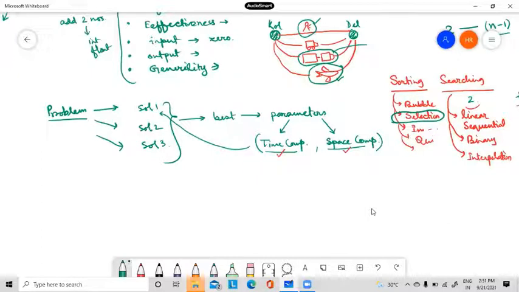Suppose you have given one solution for a particular problem, and you are claiming that your solution is best, then it must be measured with respect to time complexity and space complexity. If your solution is good with respect to time and space complexity, then you can claim that you have given a better solution. Okay. Any query?